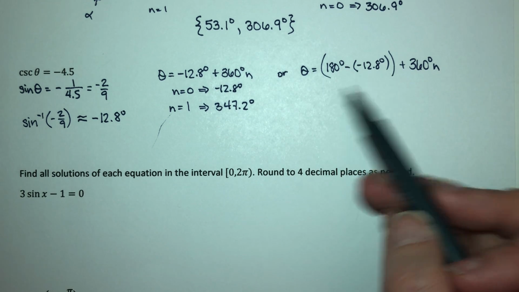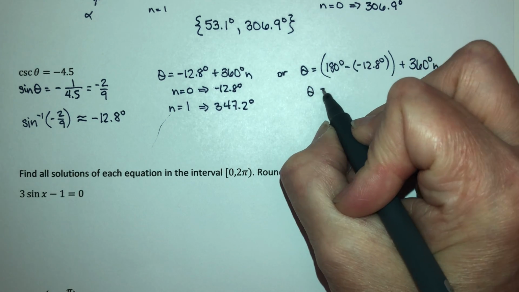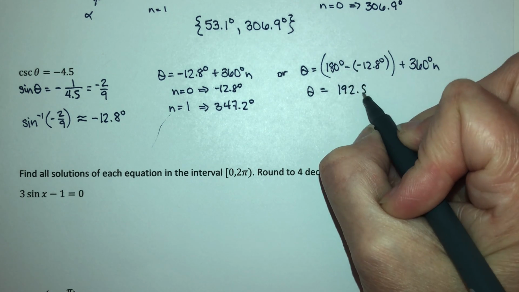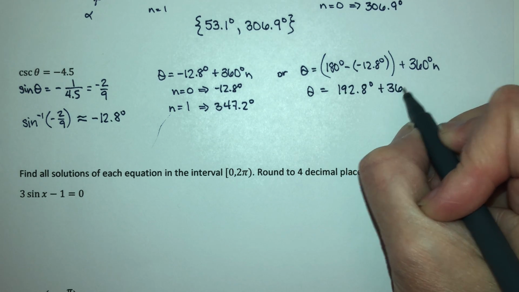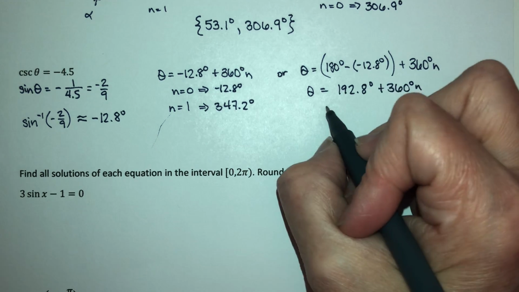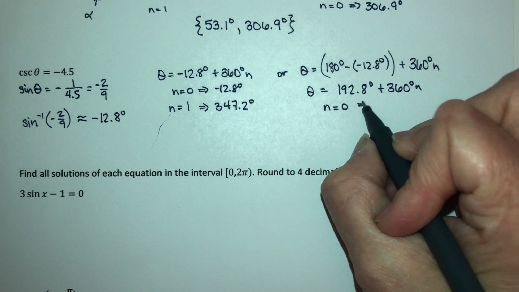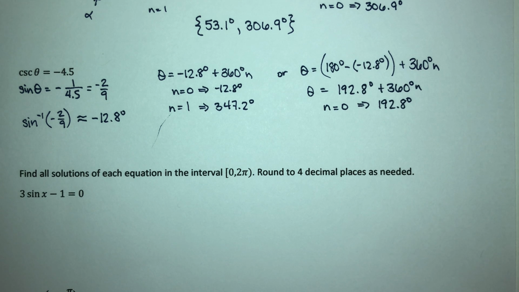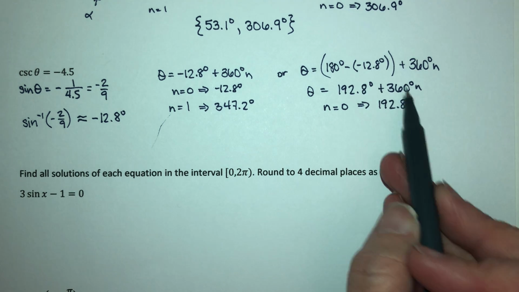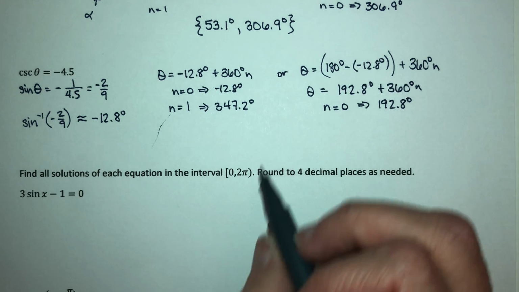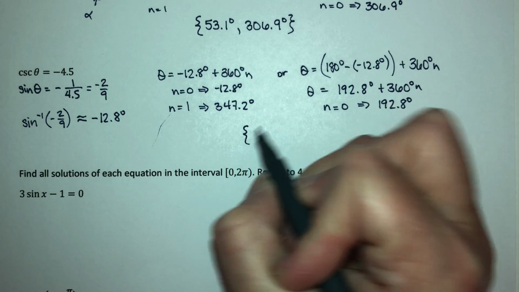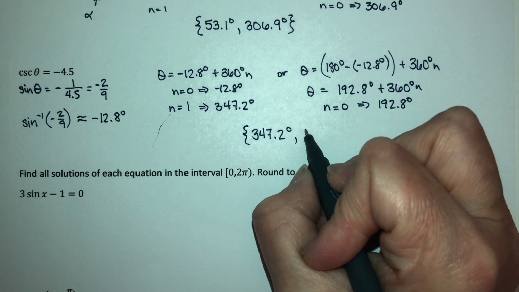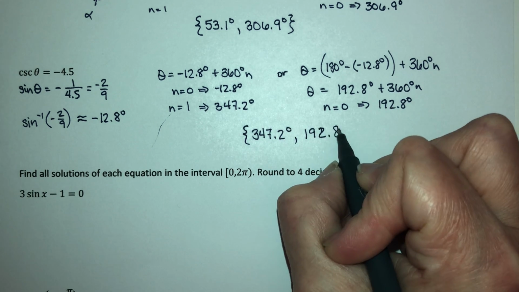Now, do your arithmetic here, and you get theta is equal to 192.8 degrees plus 360 degrees n. If our n is 0, then I get 192.8 degrees. If my n is 1 and I add 360 to this, I am outside of the range we're interested in. So my two solutions are 347.2 degrees and 192.8 degrees.